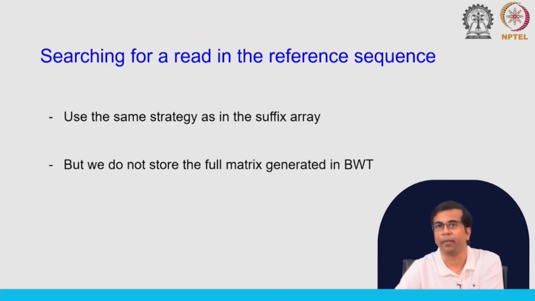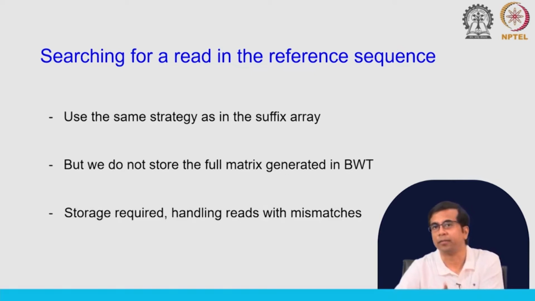We cannot use a binary search because we do not store the full matrix that is generated in this Barrows-Wheeler transform. So, we need to think about alternative strategies. If you go with suffix array, then of course, it will defeat the purpose. We will require again a lot of storage. Again, suffix array has a problem: you cannot map reads with mismatches, etc. So, we will suffer from the same problem if we just go ahead with this suffix array search method.